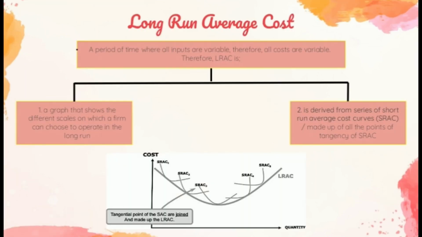Long run average cost. A period of time where all inputs are variable, therefore all costs are variable. Therefore, LRAC is, 1, a graph that shows the different scales on which a firm can choose to operate in the long run. Second, LRAC is derived from a series of short-run average cost curves, SRAC, or made up of all the points of tangency of SRAC.